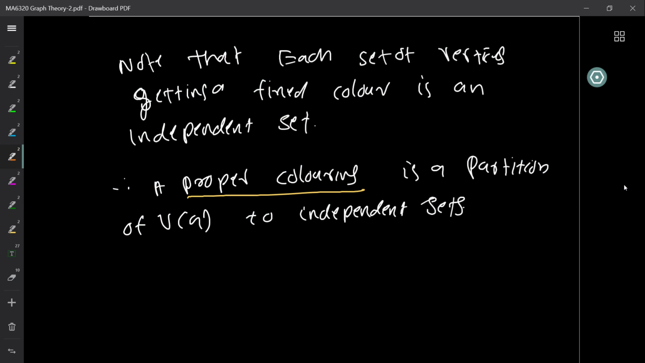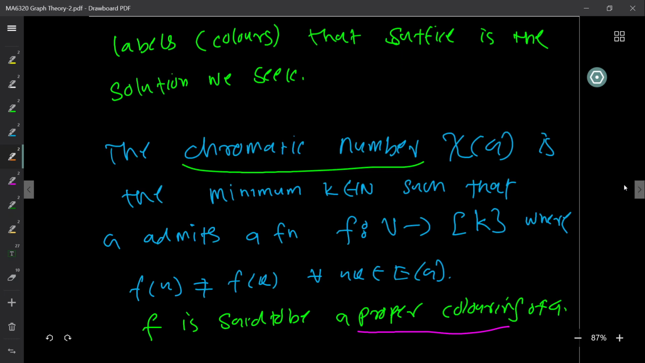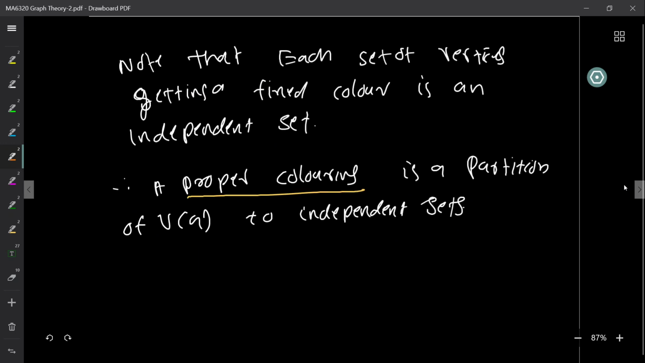One thing that you can note is that, by the way we have defined coloring, the set of vertices that gets a fixed color will be an independent set, because we said that no two vertices which get the same label can be adjacent. Therefore, that set will be an independent set. So basically, we are partitioning the vertex set into independent sets. That is another way of looking at coloring: a proper coloring of a graph is basically a partition of the vertex set into independent sets.